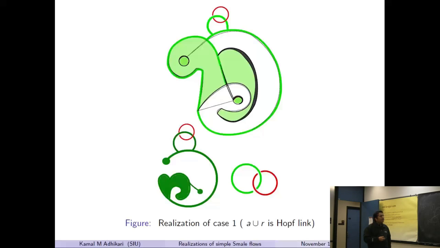And this is a long perturbation, like the tail of this. We can have a continuous deformation of this back to there. Here the attractor does not pass through this hole, and does not pass through this big hole. All are inessential parts, and we get a Hopf link.